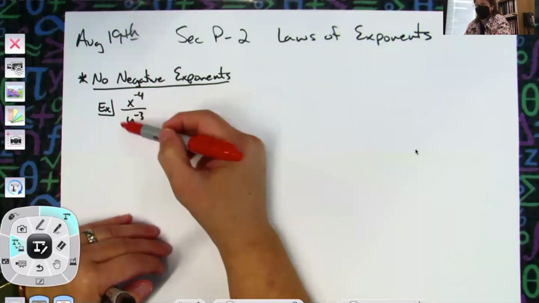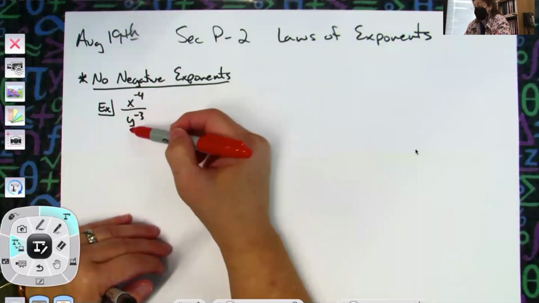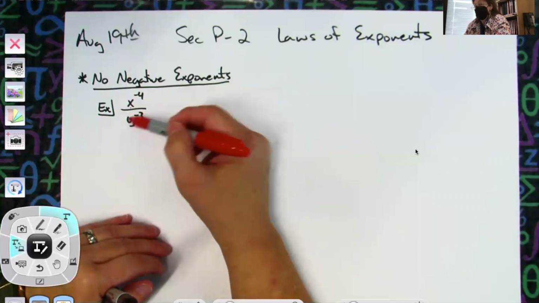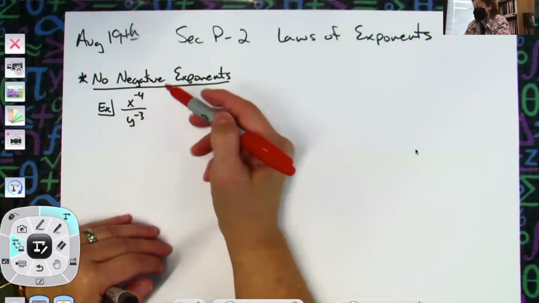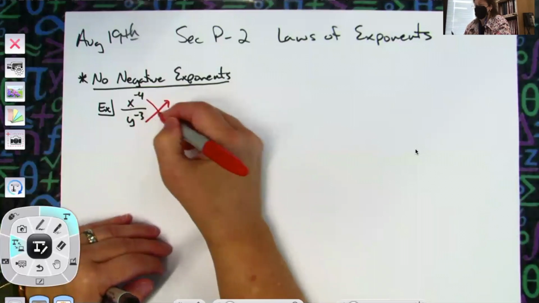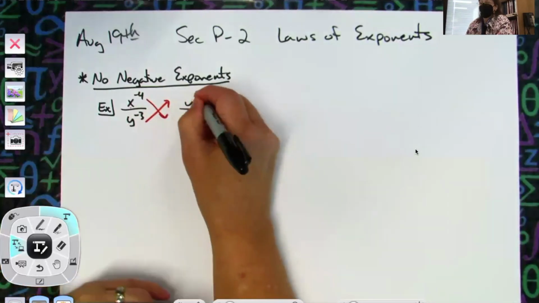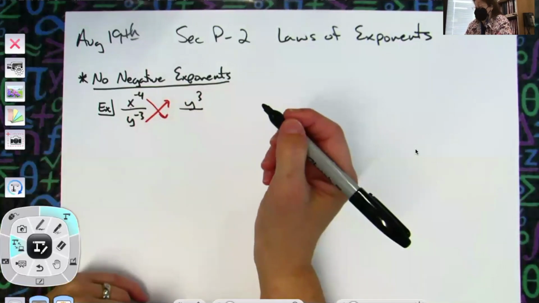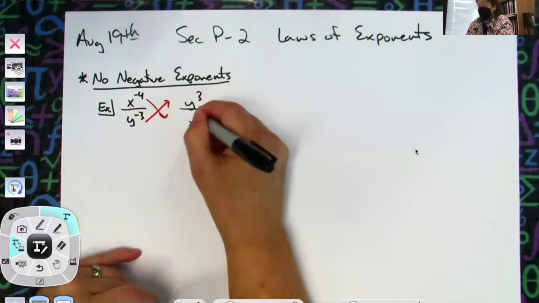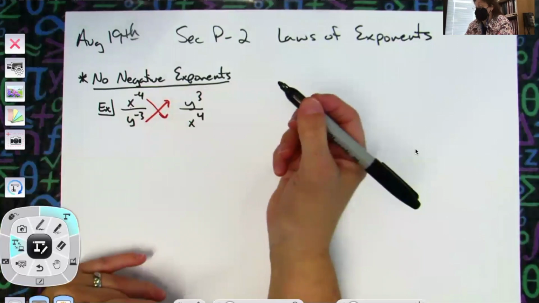You can do the same thing going the other direction. If you've got a base with a negative exponent in the denominator, you can move it to the top and make it positive. So in this case, I'm just going to switch the locations. I'm going to put the y to the 3rd at the top, make it positive. I'm going to take the x to the 4th and put it in the bottom, make it positive.